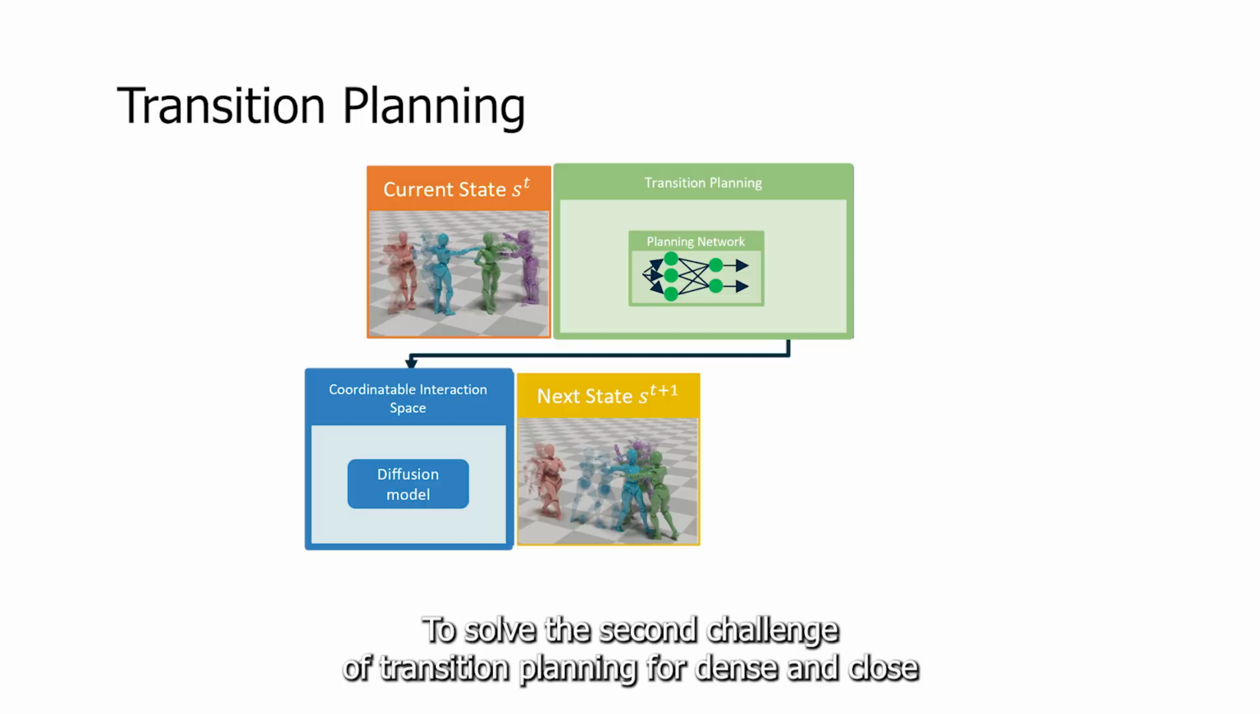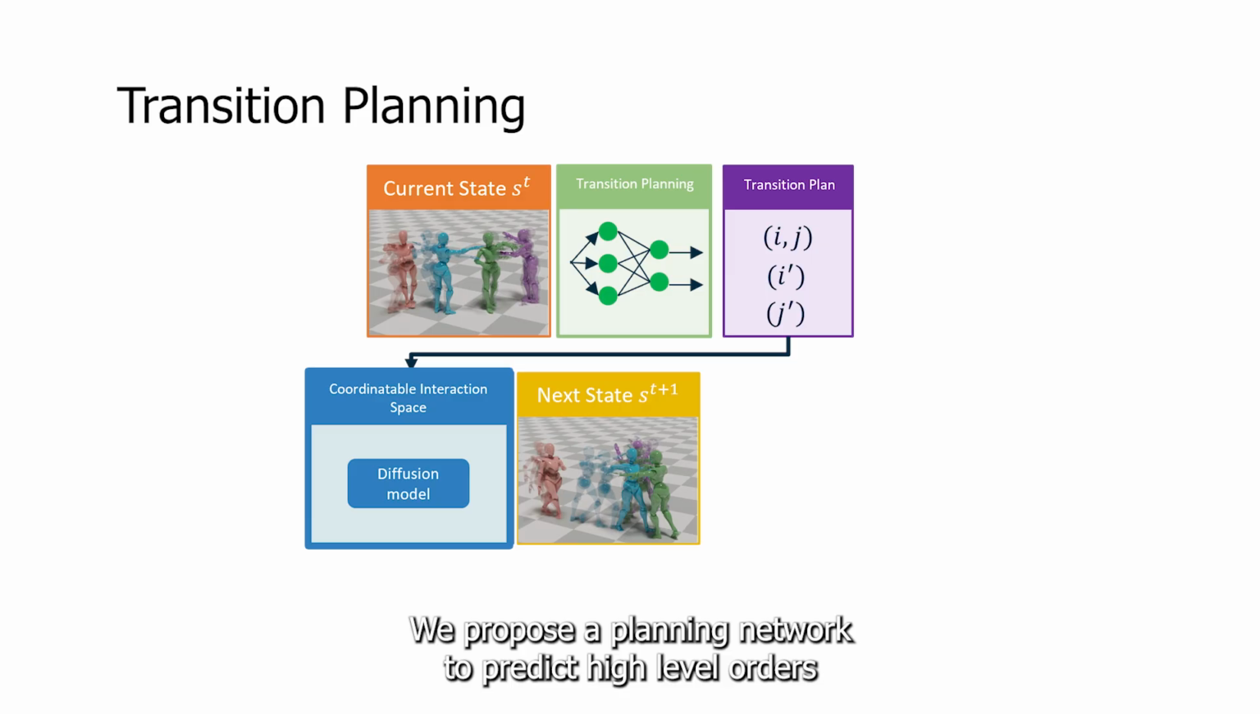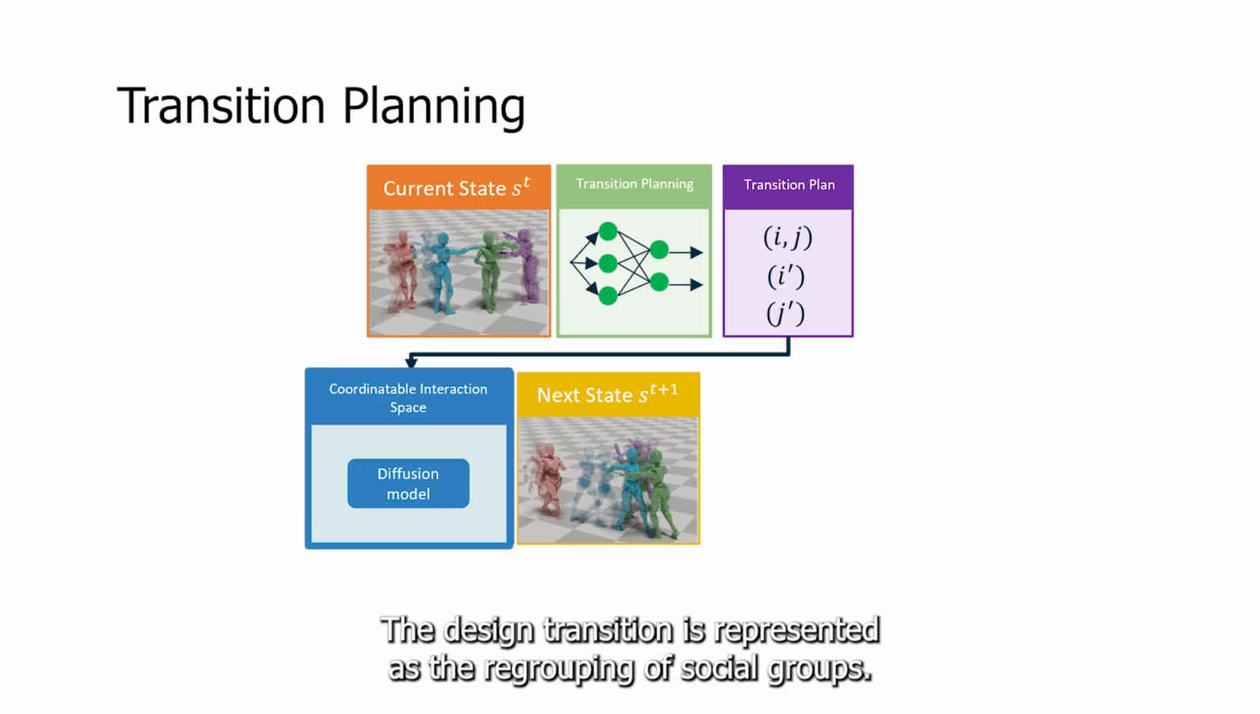existing groups. To solve the second challenge of transition planning for dense and close interactions among multiple characters, we propose a planning network to predict high-level orders based on the current interaction observations. The designed transition is represented as the regrouping of social groups.